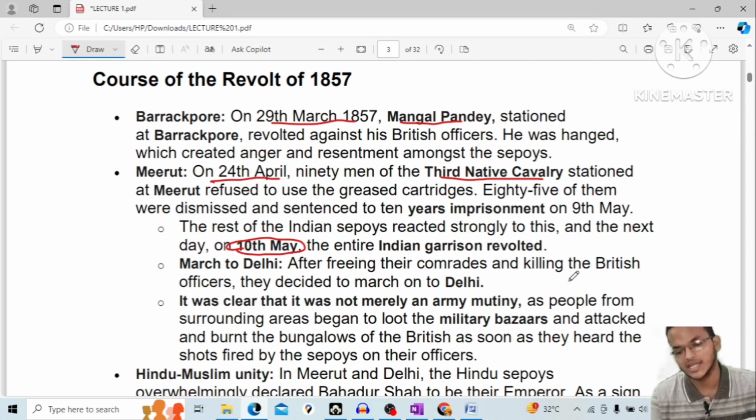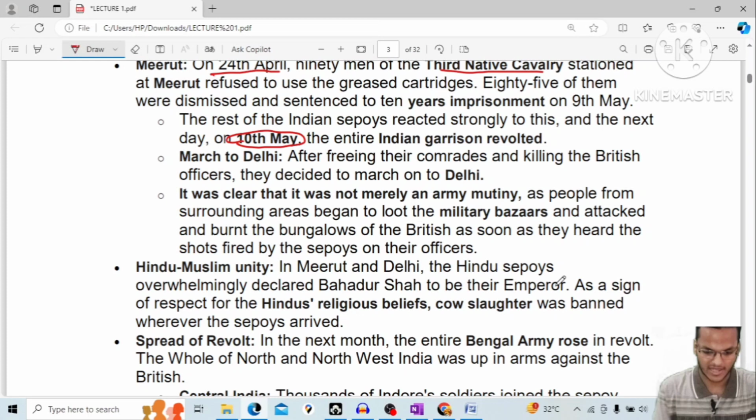So if we see Barrackpore, Meerut, Mangal Pandey, and then the 3rd Native Cavalry, 90 men of the 3rd Native Cavalry, 10th May, whole Indian garrison revolted. Then march to Delhi. This means that the soldiers wanted a leader, and they went to Delhi to the Mughal Emperor Bahadur Shah to make him the leader of the revolt.